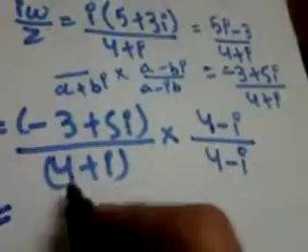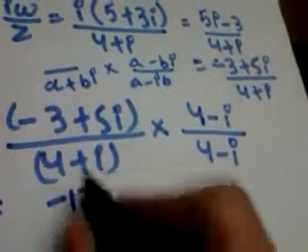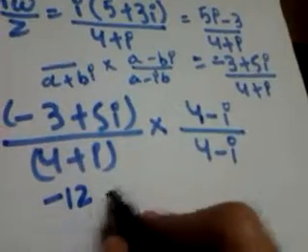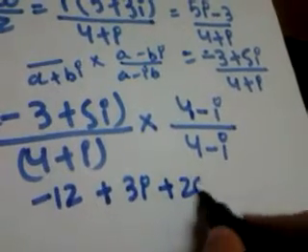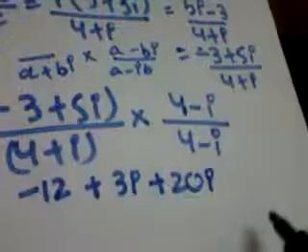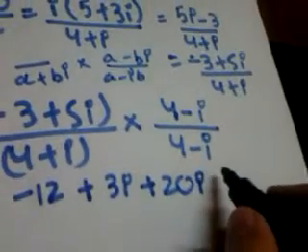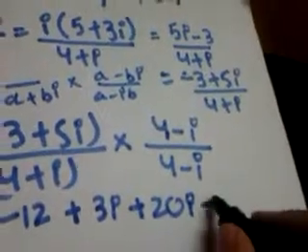And this is minus 12. Okay, minus 3 minus 12 plus 3i plus 20i minus 5i squared, minus 5 into minus 1. So that's plus 5.